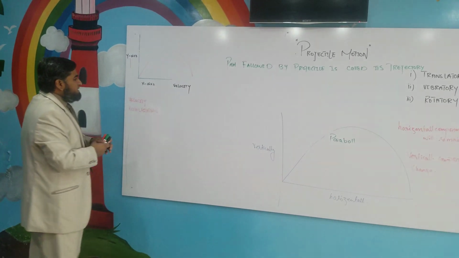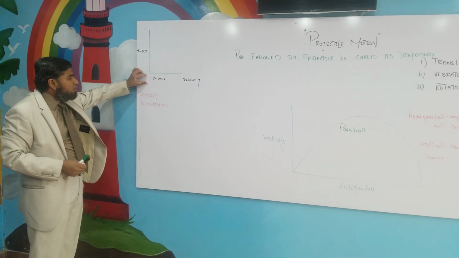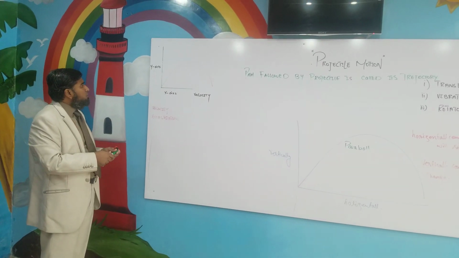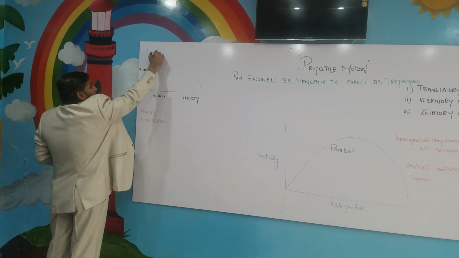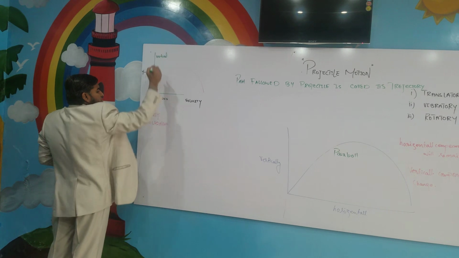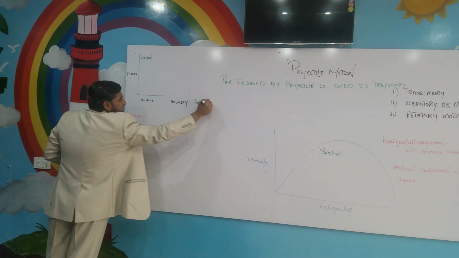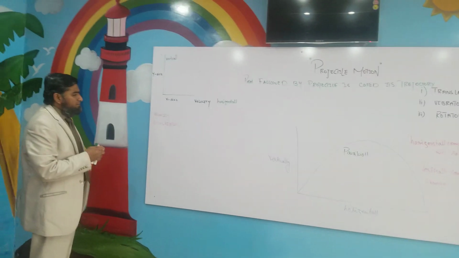Now I am going to discuss what the velocity of a projectile motion will be along the x-axis and along the y-axis. Remember one thing: the y-axis is your vertical axis, and the x-axis is your horizontal axis. As I have told you, your horizontal component will remain the same.